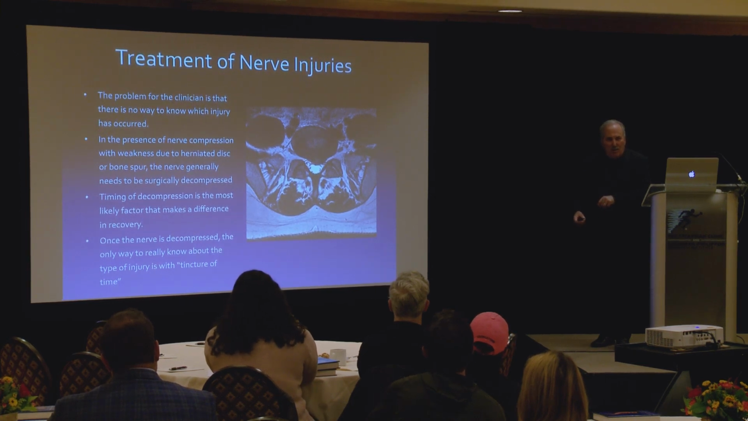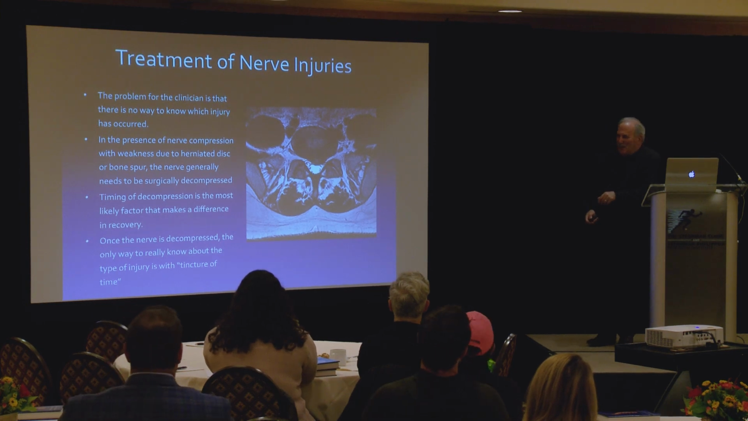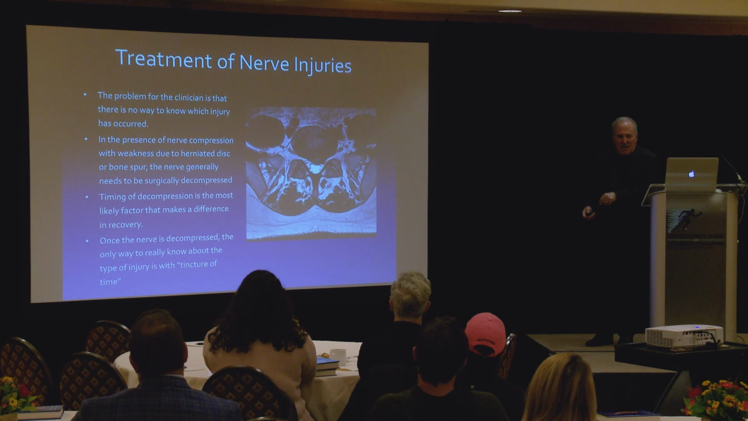We're not going to do a surgery, cut the nerve, put it under the microscope and say, this is going to heal in 16 weeks. No, it's not. So we can't go in there and know. So you have to know how the nerves heal, but you can't know what the problem is. This is the issue: there is no way for the clinician to know which injury has occurred.